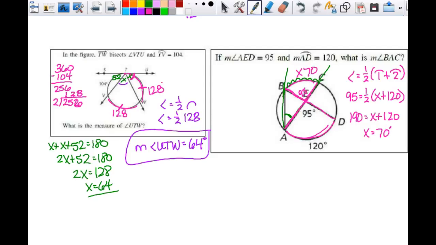But that's not my answer because I'm looking for this angle. This angle has the vertex on the circle, which means for that one, the angle is equal to half of the arc. I know the arc is 70, so 1/2 of 70, and I get that the measure of angle BAC is 35 degrees. There you go.